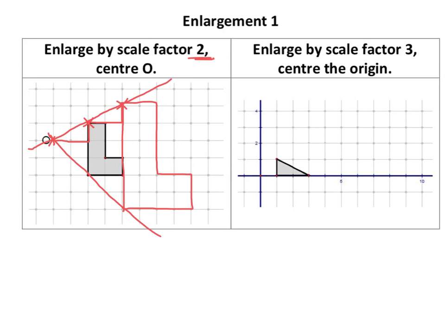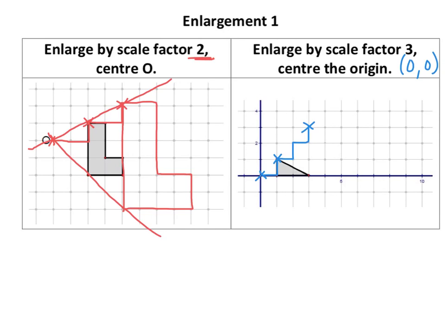Okay, now on the second one, we're enlarging by scale factor 3, centre the origin. Now the origin means 0, 0. So that's here. I'm going to pick a point. It doesn't really matter which one. Let's go this one. So it needs to be 3 times as far away. At the moment it's 1 along, 1 up. I need to do that 3 times. So that is my corresponding point.